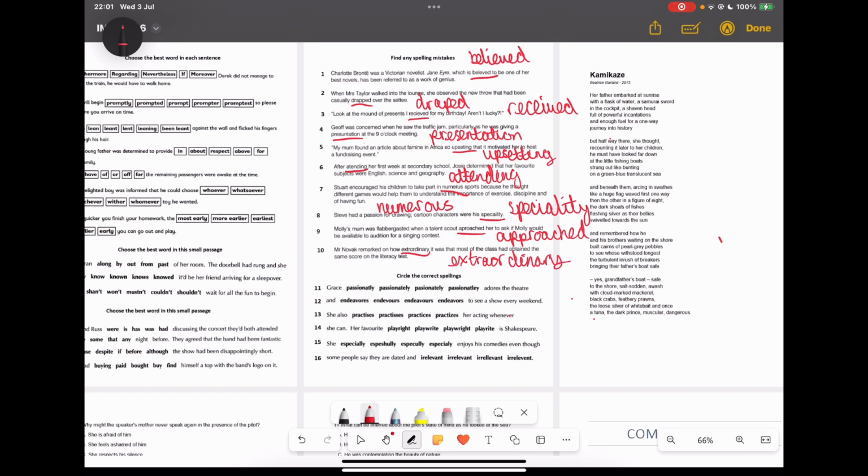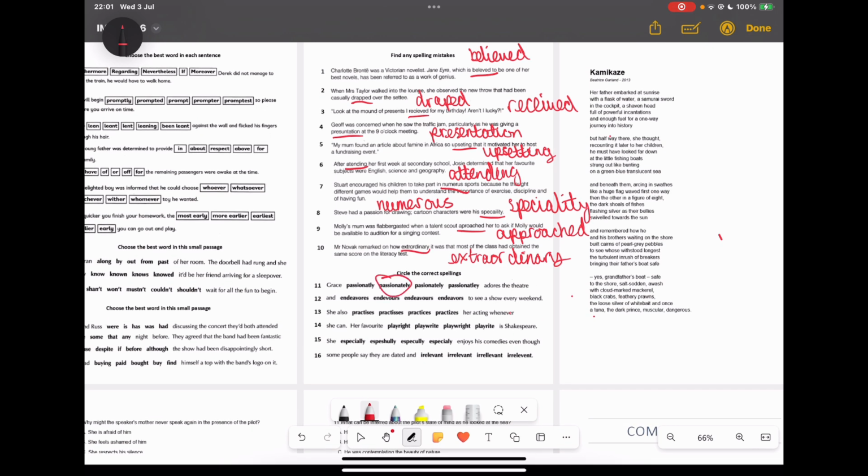And then we have to give the correct spelling. So Grace passionately should be spelled PASSIONATELY. So that is going to be the second one. So PASSIONATELY. So Grace passionately adores the theatre.